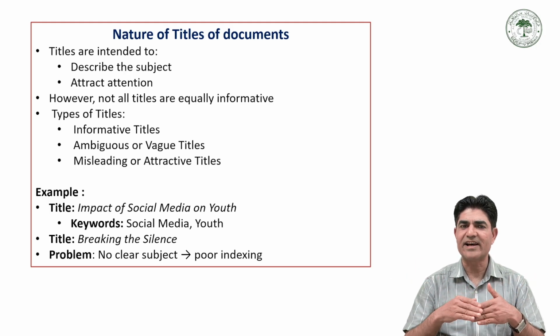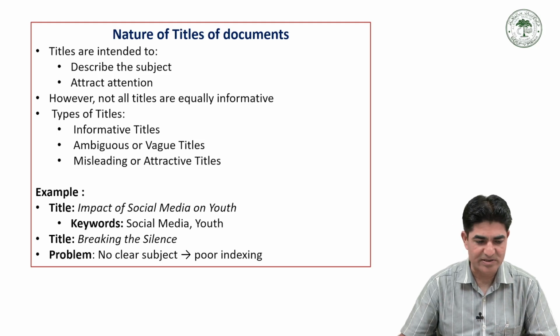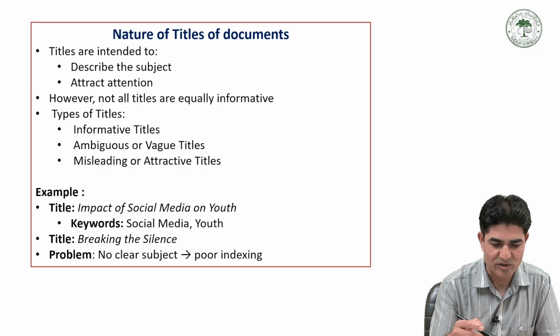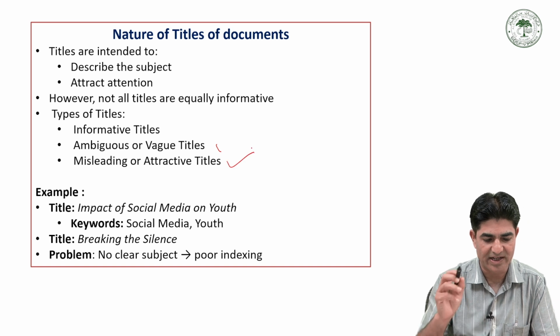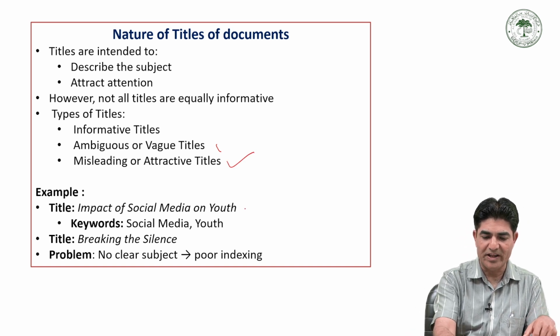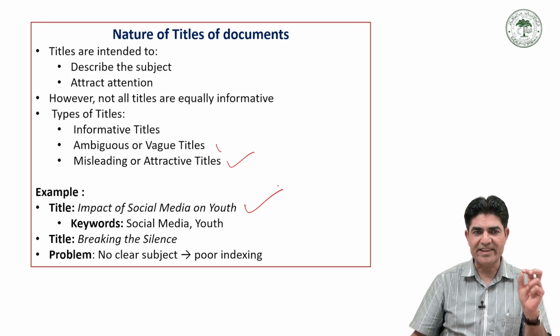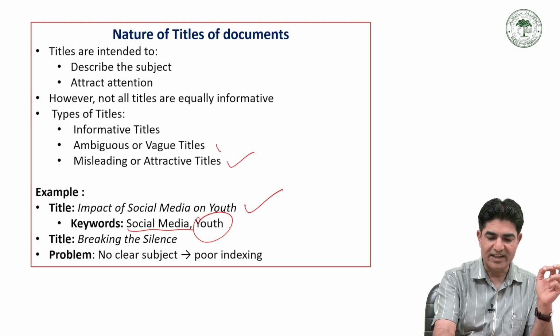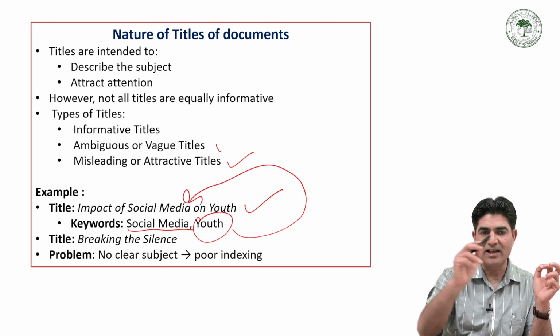However, not all titles are equally informative. So we can take some examples of informative titles, some examples of ambiguous or vague titles, and some examples of misleading or attractive titles. Try to see the example: impact of social media on youth. This comes under the category of informative titles because by reading this title, you will be able to find keywords, that is social media and youth, that truly represent the title and the subject of the document.